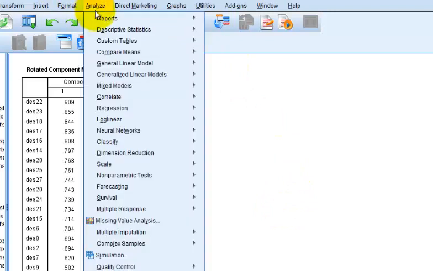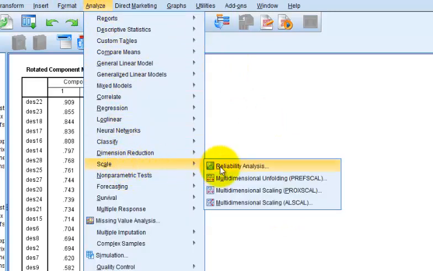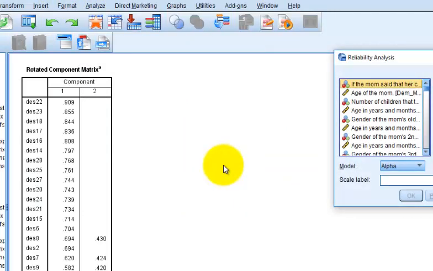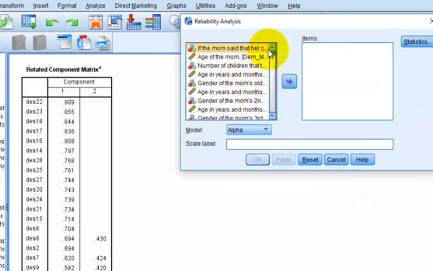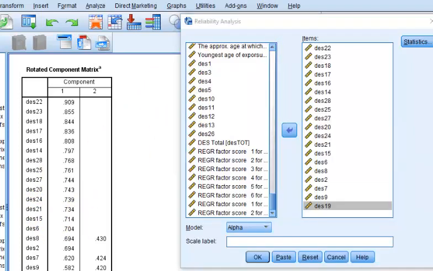All right, analyze. We're going to go to scale. Again, this is a Cronbach's alpha reliability scale. And so we're going to put those items that line up under number 1 together and check their Cronbach's alpha. Got them all. Okay, so all of these items load up under the first new factor.